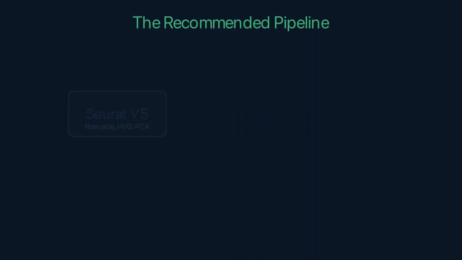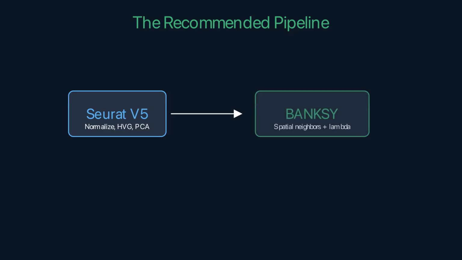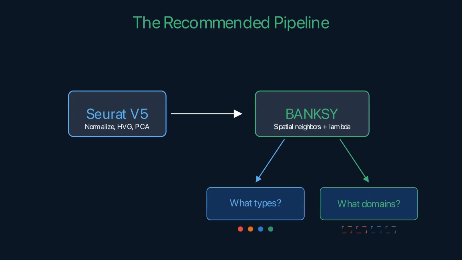The recommended pipeline. Seurat first: normalize, highly variable genes, PCA. This produces clean expression data. Banksy second: compute spatial neighbor features, combine with expression using lambda, cluster on Banksy features. Seurat clusters answer what cell types exist. Banksy clusters answer what spatial domains organize the tissue. Both are valid and complementary.